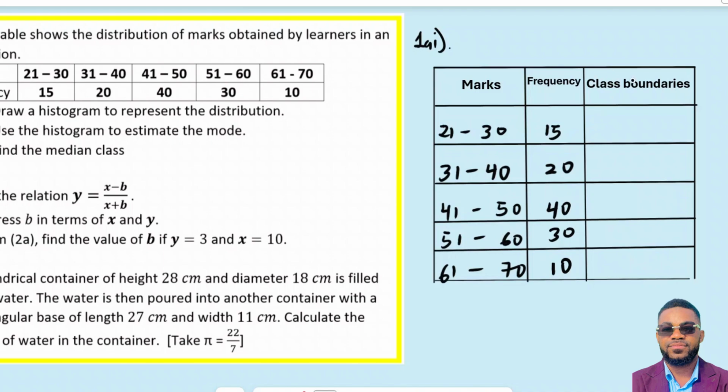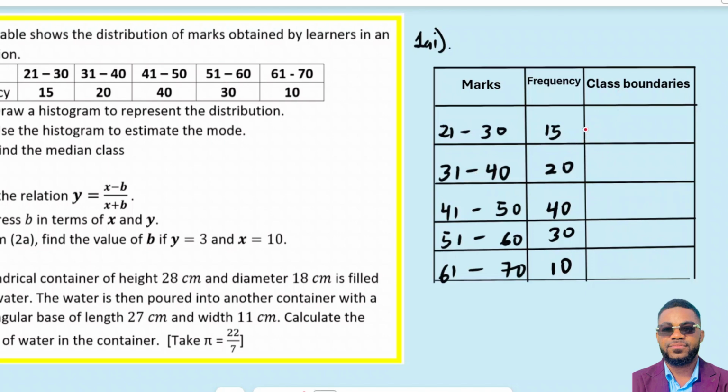So these are the frequencies. Now let's move on to the class boundaries. Remember that we are doing the class boundaries because these groups are not continuous. From 21 to 30, then we come to 31 to 40, but there's a break between the upper class limit of the first group and the lower class limit of the second group. They are supposed to be the same. The upper class limit of the first group should be the same as the lower class limit of the second group. That will make it continuous. So that's why we're going to find the class boundaries here.